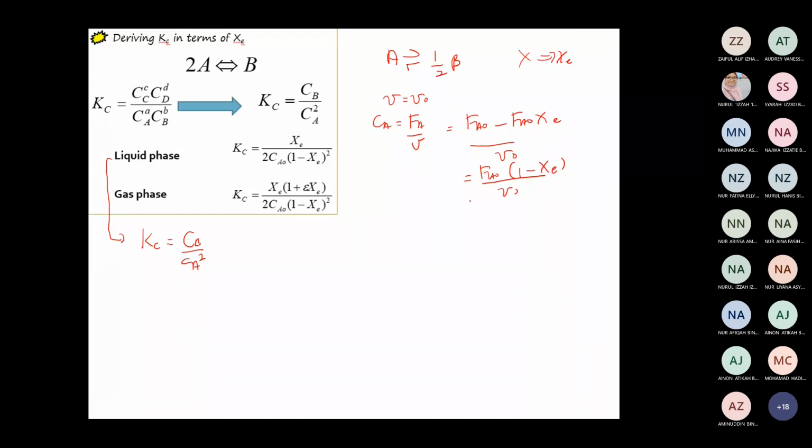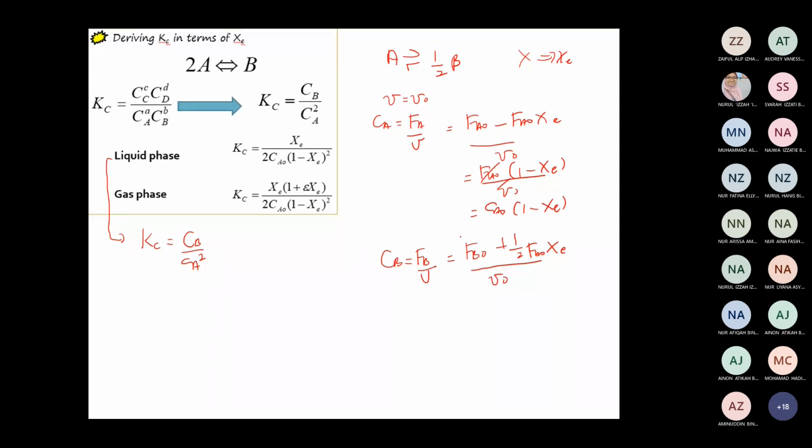Okay, daripada situ matikan dia, jadikan dia CA0 (1 minus XE). Okay, so sekarang ni what is CB? CB is equal to FB over dengan ni. Remember FB daripada stoichiometric table, you will have FB0 plus half FA0 times the XA over the V0.